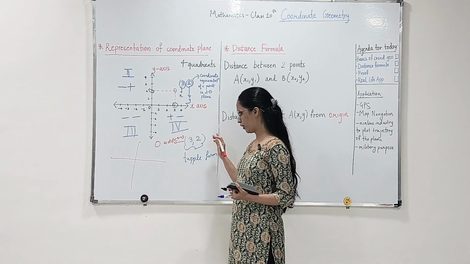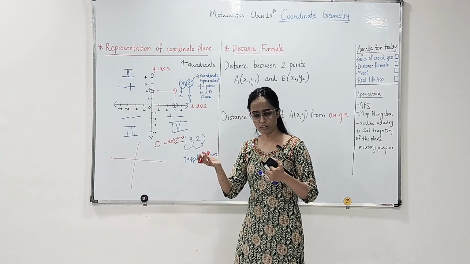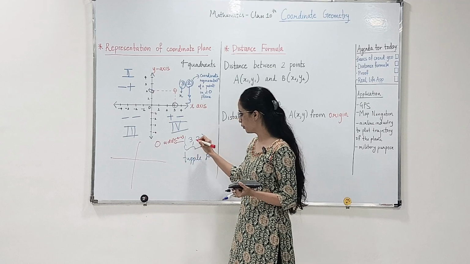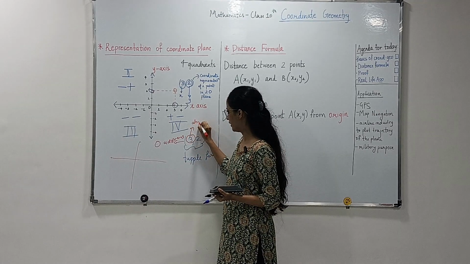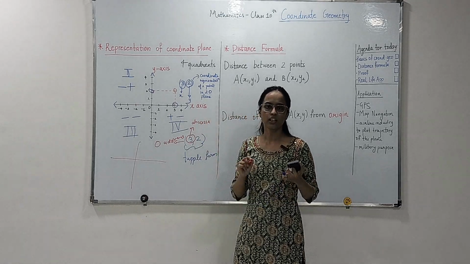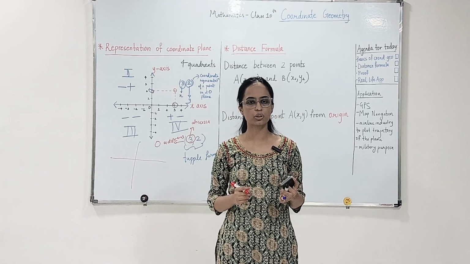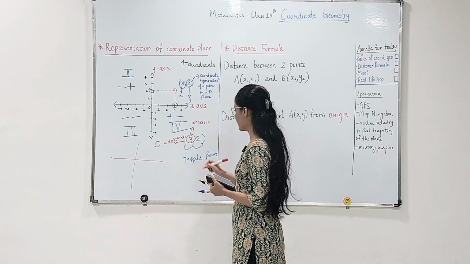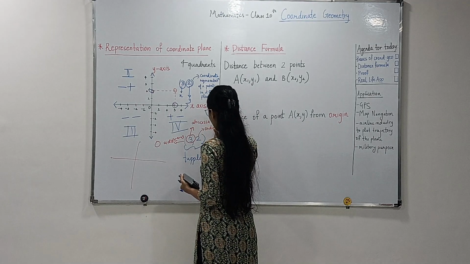Now that we know what is a coordinate plane and a coordinate in that plane, I'll tell you the formal names. The first coordinate, that is the x value, is also called the abscissa, whereas the y value is called the ordinate.